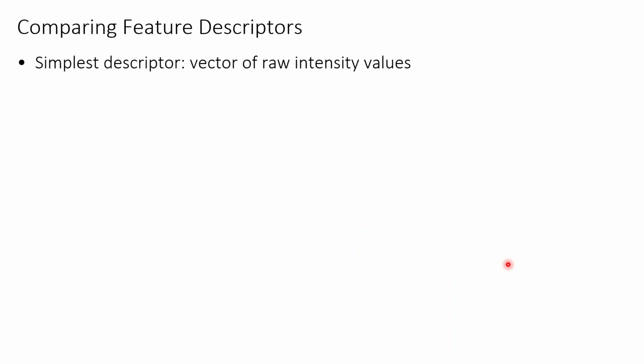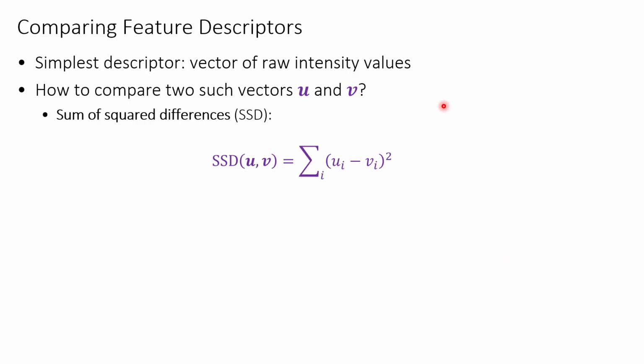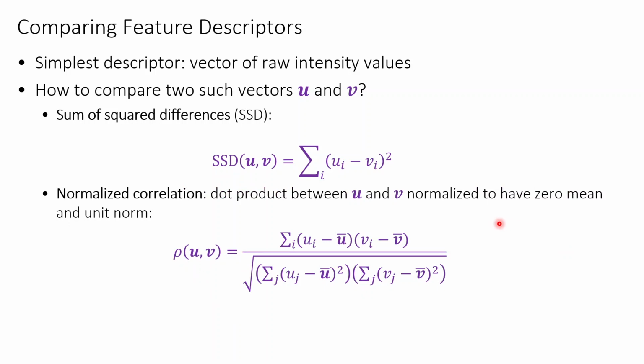So the simplest descriptor is a vector of raw intensities. Then we can think that U and V are the raw intensities around the point. If you take a 5 by 5 window, 25 numbers in U, 25 numbers in V, and so on. So we can just subtract them, square them, and take the sum of squared differences, and then also normalized correlation. You can see there is a normalization here.